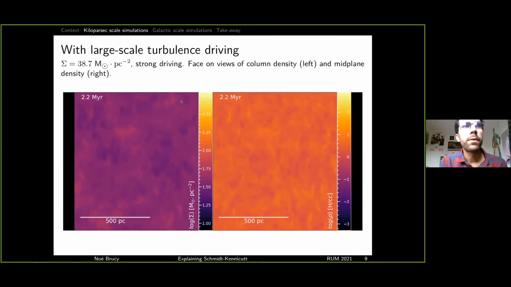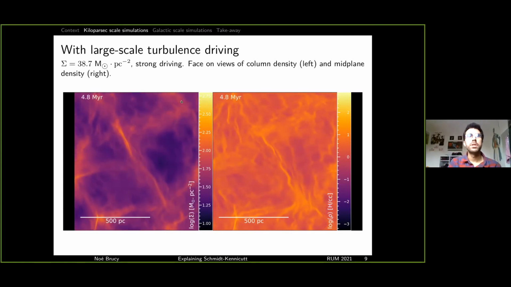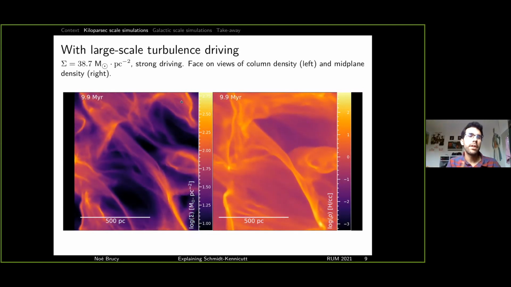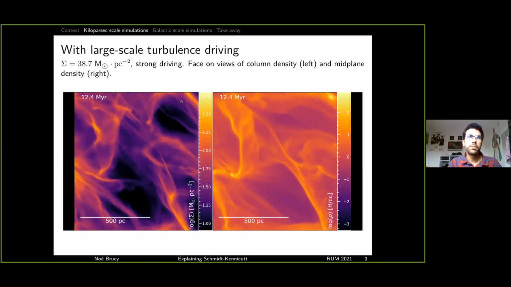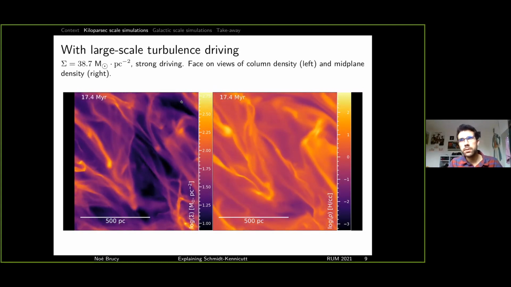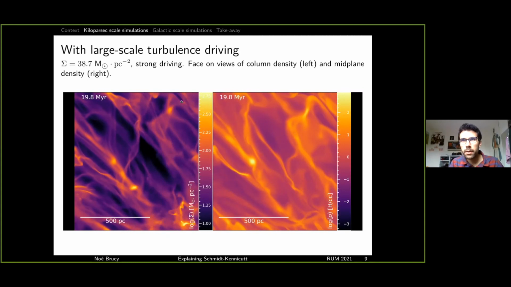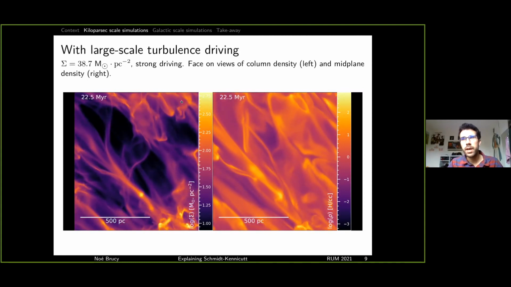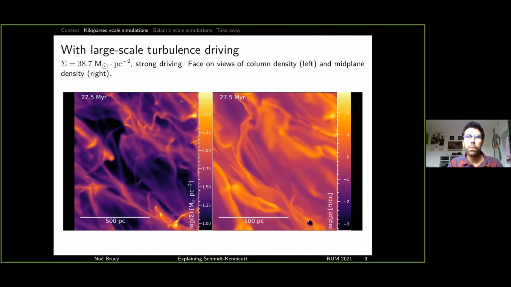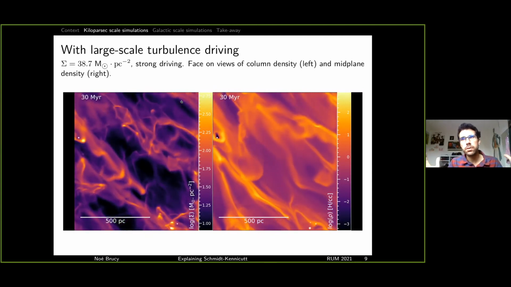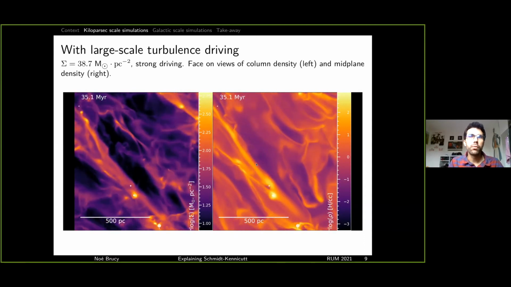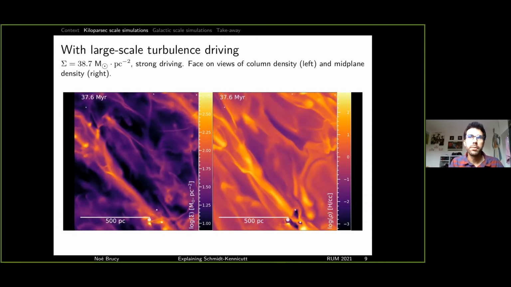And the outcome is quite different, especially if you look at the movie. You see that now the dynamics are dominated by this turbulent driving, and we still form stars. We will see in a few moments, and we still have feedback at lower scales, but we have bigger scale structures that create less. We do not have these clusters that we had before.